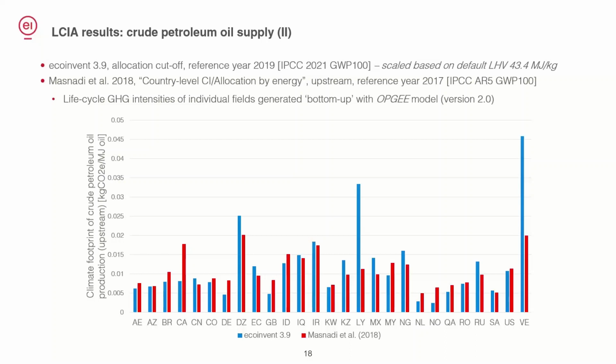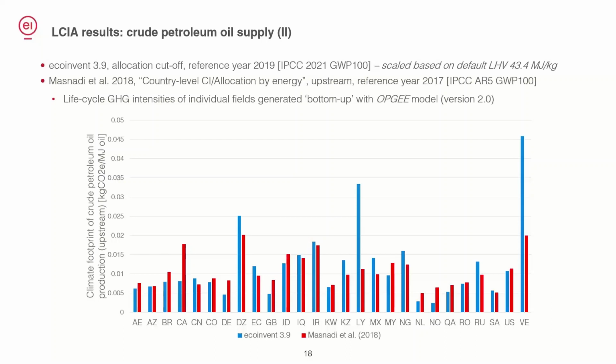So this is obviously not a perfect comparison because there are some differences both in reference year and in the scope covered here. But looking at the 27 countries for which we now have production in the ecoinvent database and the climate footprint of these production, we see a generally very good alignment, with some exceptions. I will discuss them in a second.